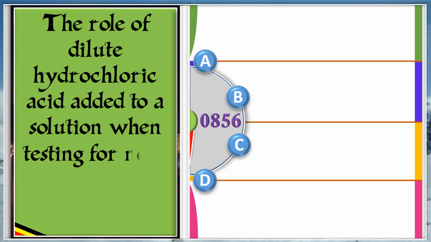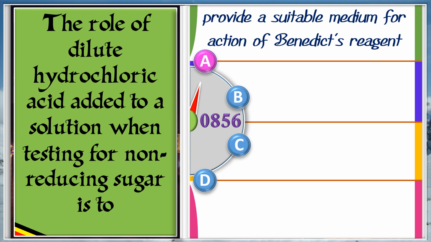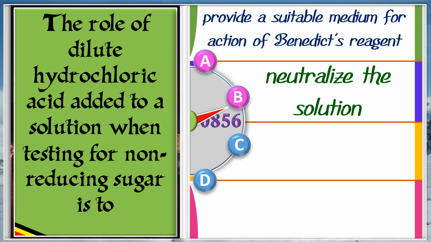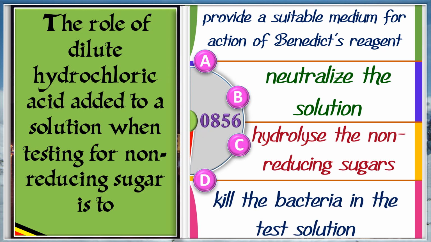The role of dilute hydrochloric acid added to a solution when testing for non-reducing sugar is to A, provide a suitable medium for action of Benedict's reagent. B, neutralize the solution. C, hydrolyze the non-reducing sugars. D, kill the bacteria in the test solution. And the answer is C, hydrolyze the non-reducing sugars.